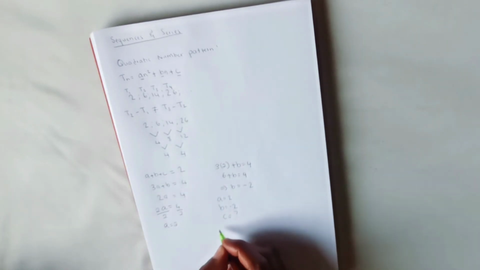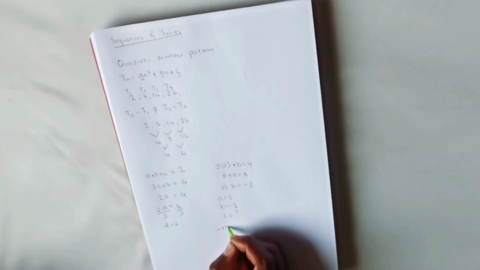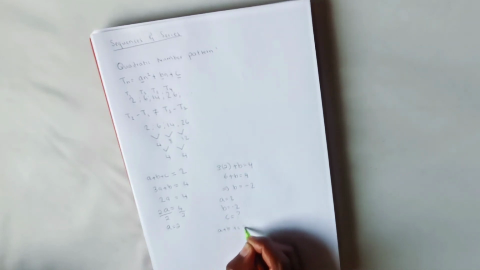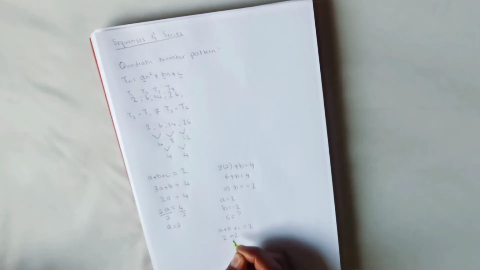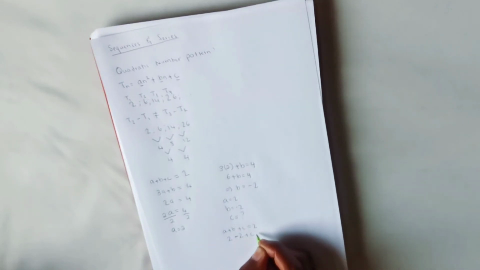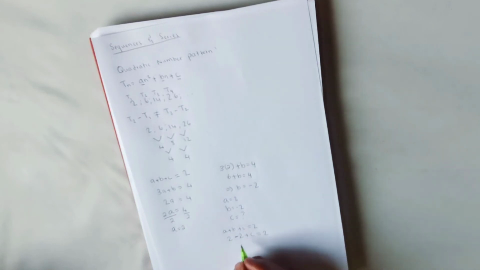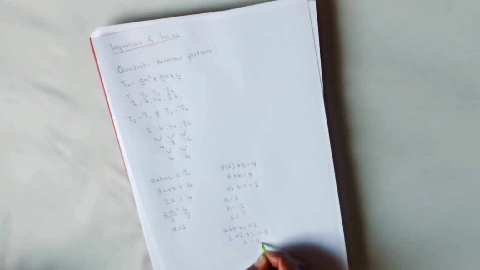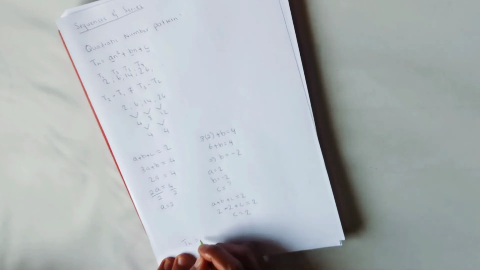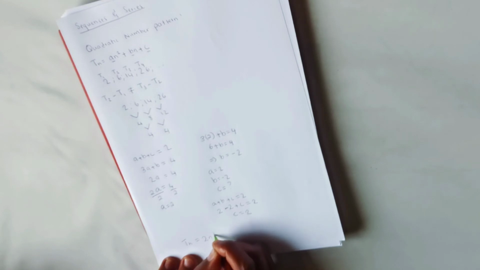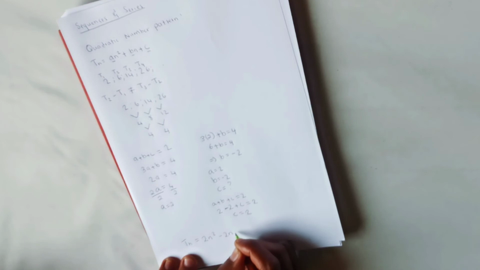So using this formula, A plus B plus C equals 2. You have A, you have B, and you're trying to calculate C. So 2 minus 2 is 0, so C equals 2. The general term of this pattern would be Tn equals, what's A? A is 2n squared. What's B? It's minus 2n. What's C? It's 2.